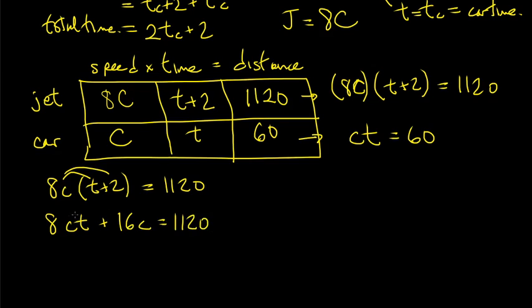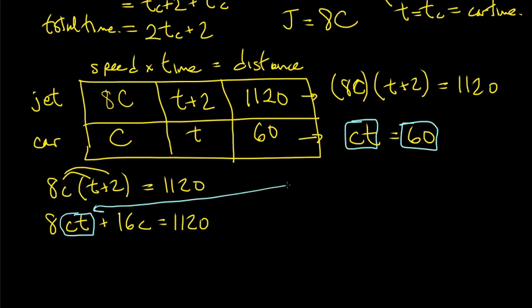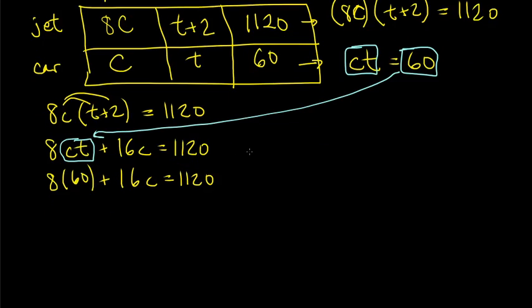So notice something very familiar here, this c times t. We know what that is. C times t is just equal to 60. So I can replace ct with the number 60. Right, so this is going to be 8 times 60 plus 16 times c equals 1120. 8 times 60 is 480 plus 16c equals 1120.